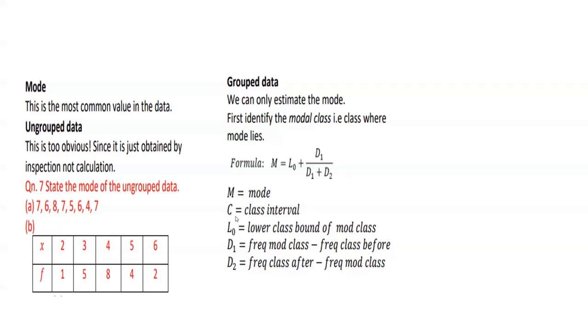Now, D1 is the frequency of the modal class minus the frequency before it. Then D2 is the frequency of the modal class minus the frequency after it. So this one, you need to rewrite it very well. It is supposed to be frequency of the modal class minus frequency after it, not frequency of the class after minus frequency of the modal class. This is wrong. It should be the other way around.